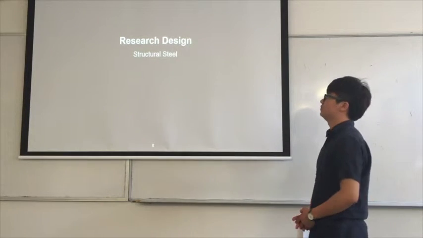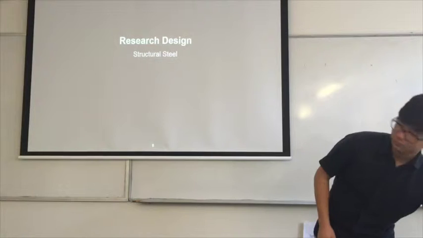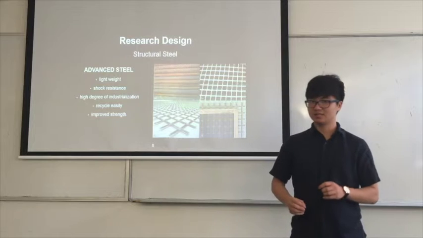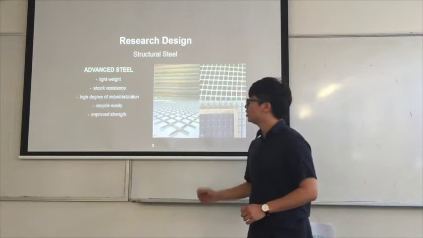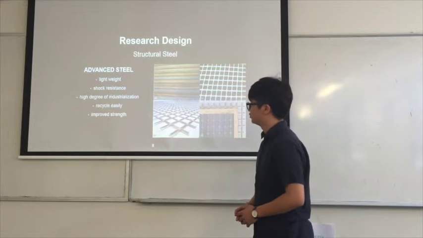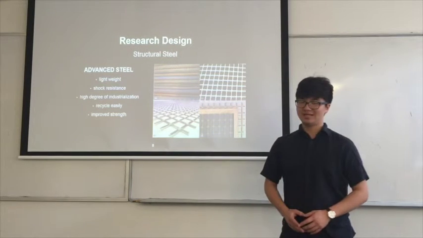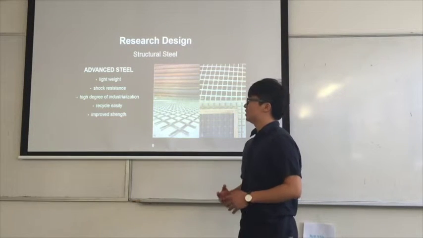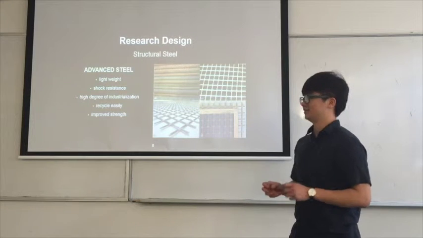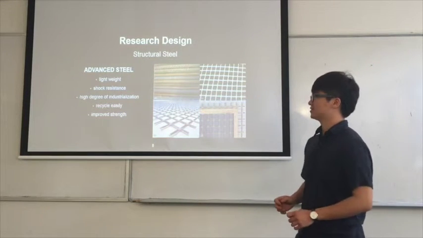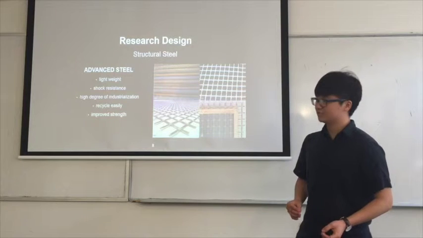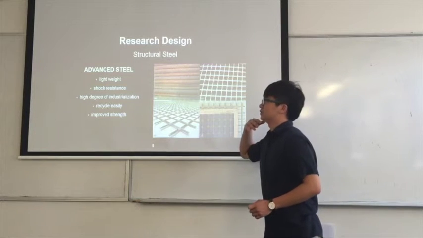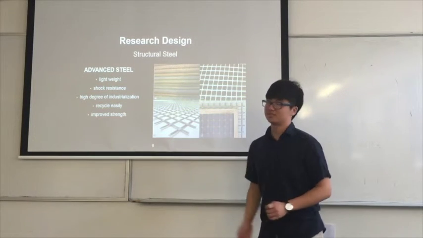The second is structural steel. Advanced steel nowadays has the characteristics of being lightweight, having shear resistance and a high degree of industrialization, being easily recycled, and having improved strength. A lot of industrial improvement has gone into steel over thousands of years, and it is really significant for us to build construction with this advanced steel.